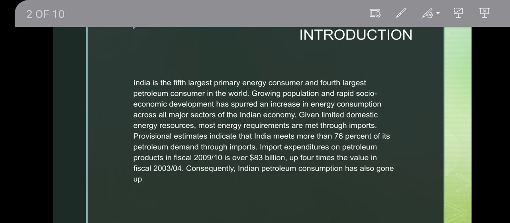Import expenditure on petroleum products in 2009-10 was $83 billion, up 4 times the value in 2003-04. Correspondingly, petroleum consumption has also gone up.